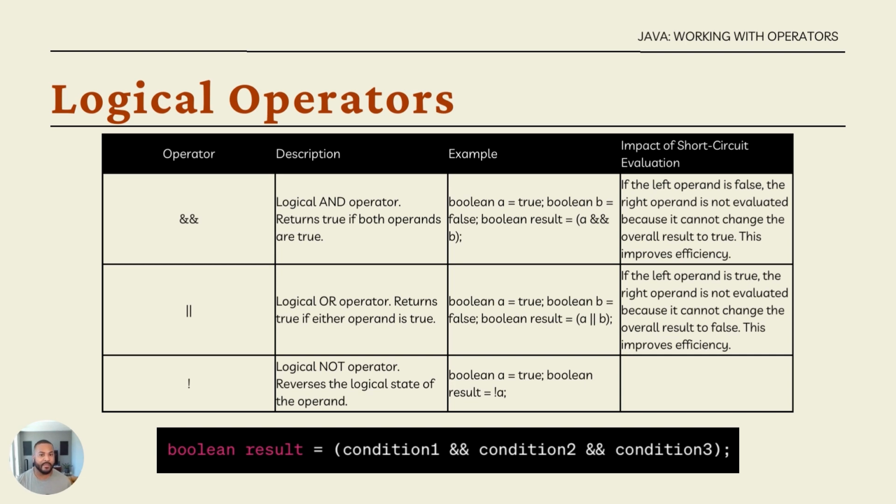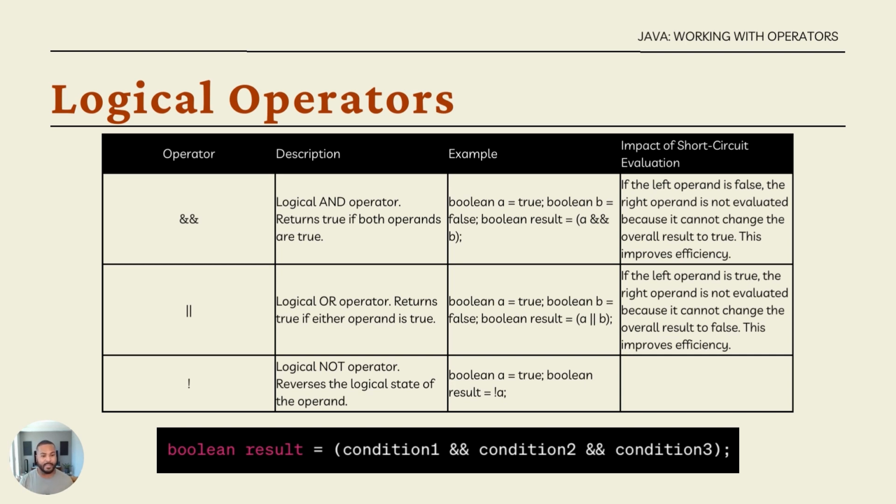The impact of short circuit evaluation on logical operator usage is primarily seen in terms of efficiency and preventing unnecessary evaluations. By evaluating operands from left to right and stopping as soon as the final result is determined, short circuit evaluation can optimize code execution by avoiding unnecessary computations. For the logical AND operator, if the left operand is false, the right operand is not evaluated because it cannot change the overall result to true.